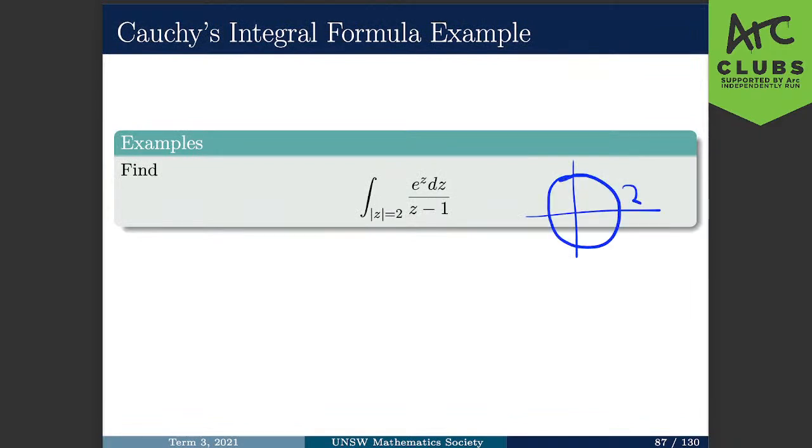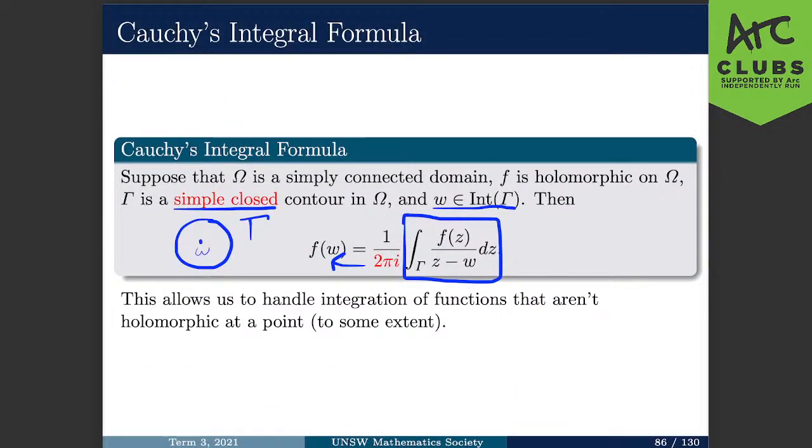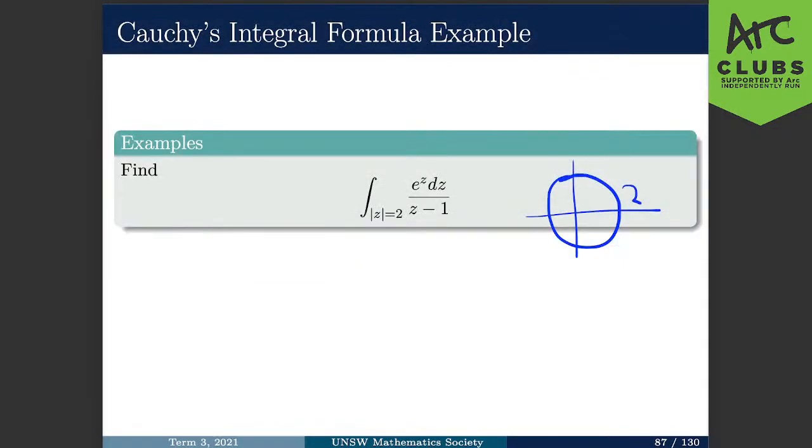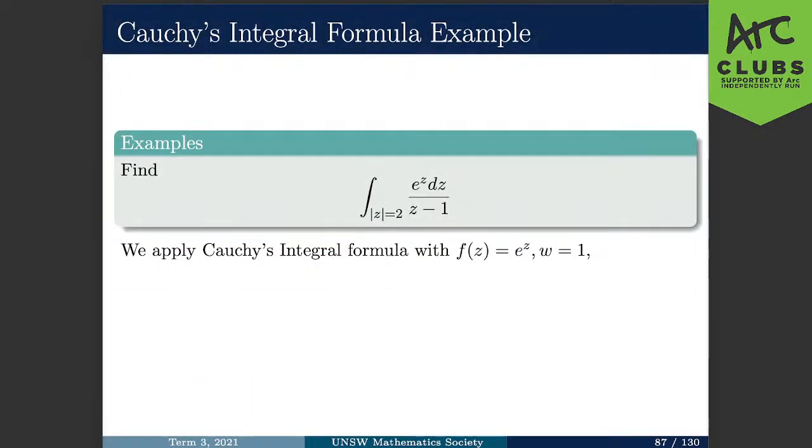Okay, so that is in fact simple and closed. And then we need to see that the integral is in this form. So we have z minus w on the bottom. Okay, so z minus 1. And indeed, we know that the w, which is the 1 here, is actually inside the interior of this contour. And so this is fine. And so once we check that, we know that we can actually apply Cauchy's integral formula.